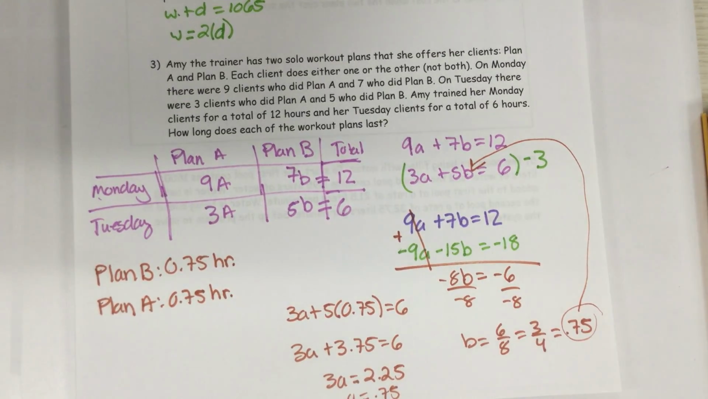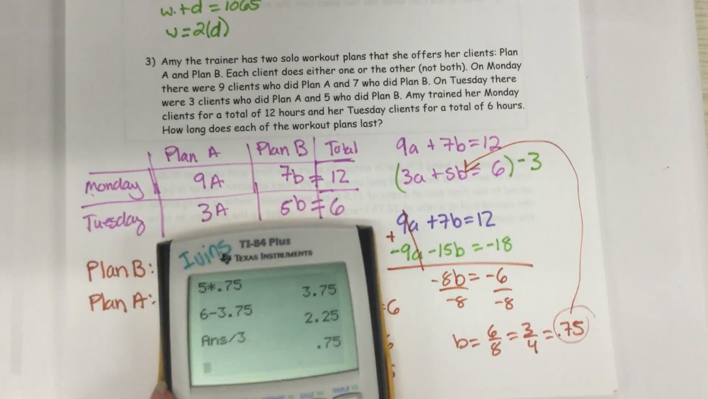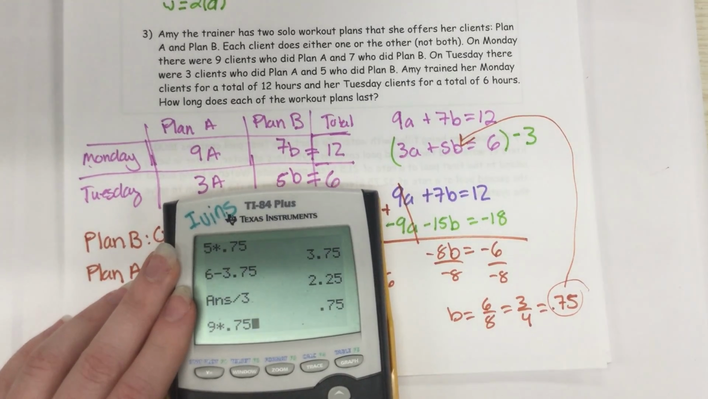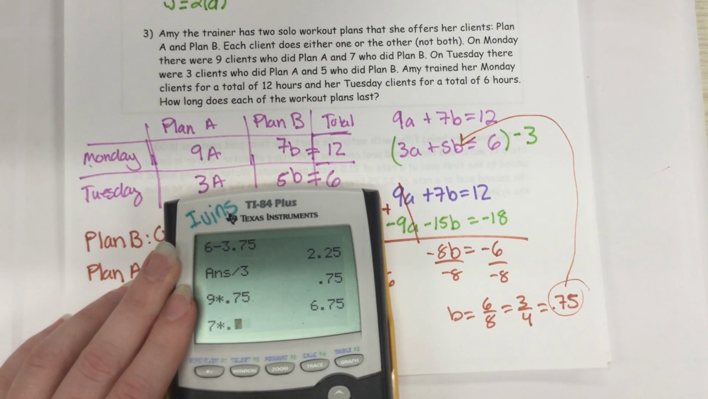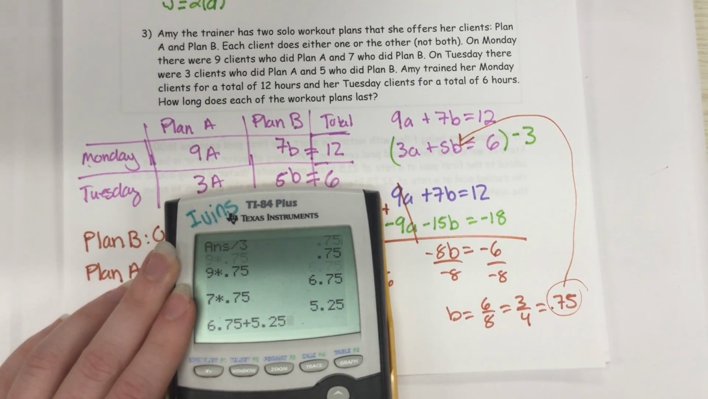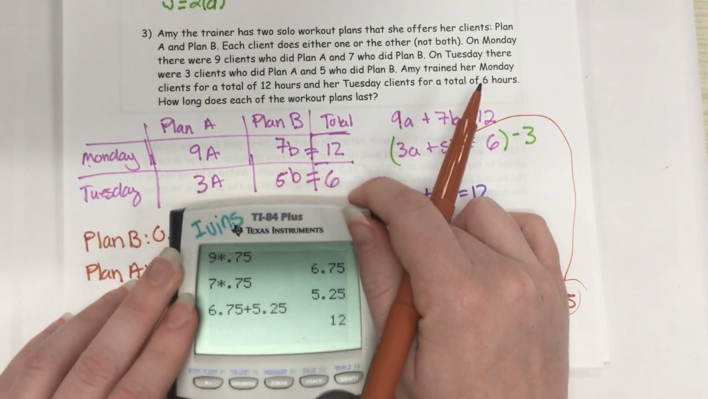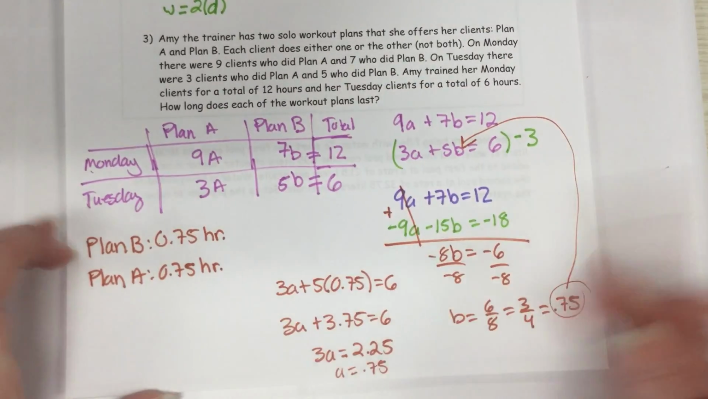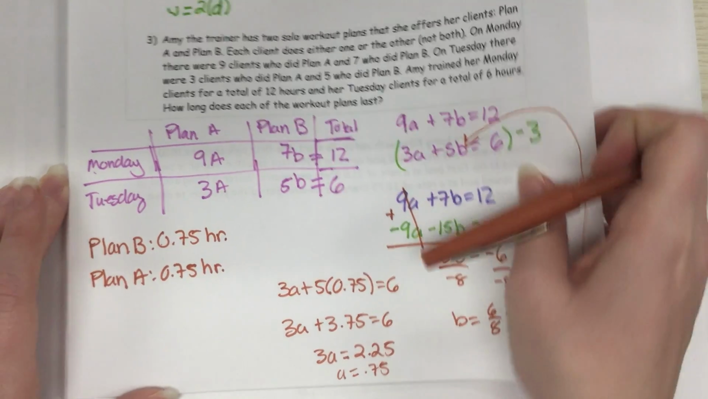And you can always check your work by plugging it back in. So if I just do 9 times 0.75 and 7 times 0.75, and I add those 2 together, so 6.75 plus 5.25, it should equal 12. And it did. And same thing if you plug into the next one, that's how you check your work. All right, so it'll be essentially the same for everyone on that topic.